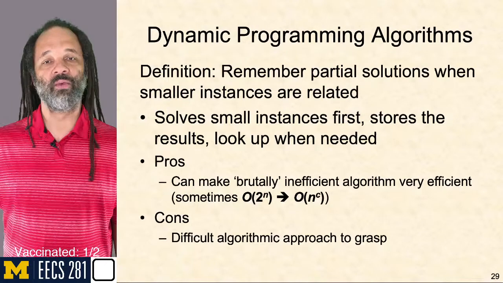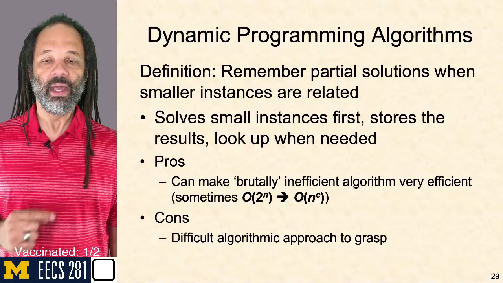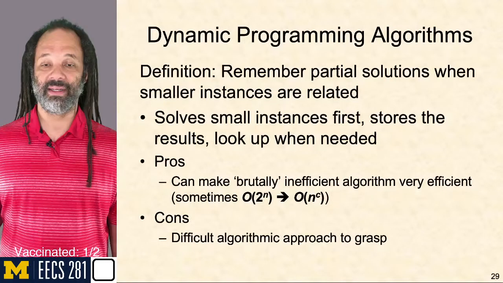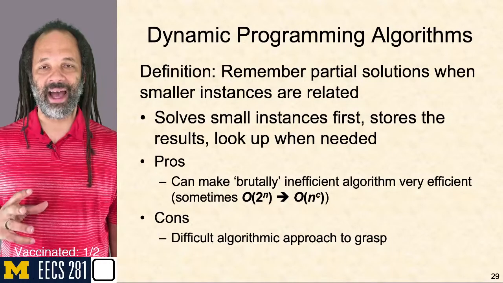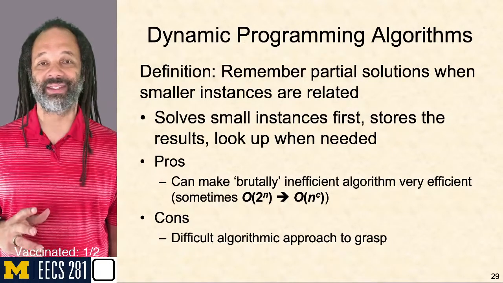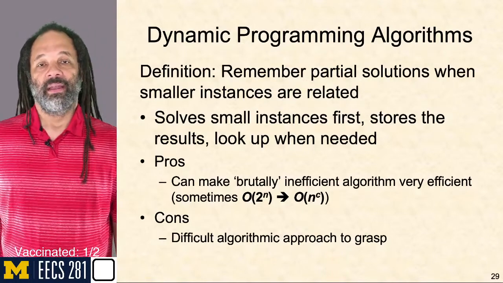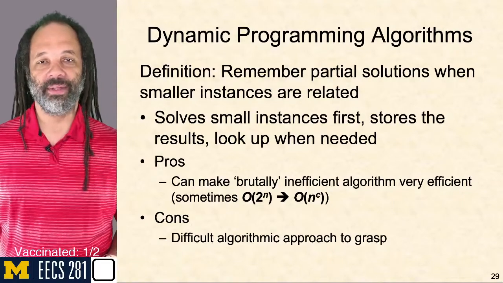The pros are, this is wicked fast. You can take some really, really bad algorithms, something that's exponential, and turn that into a polynomial, and that's great. That's really nice. The con is, of course, just getting it to work. It's really hard to grasp. The first 3 times you learn dynamic programming, it really can be challenging.